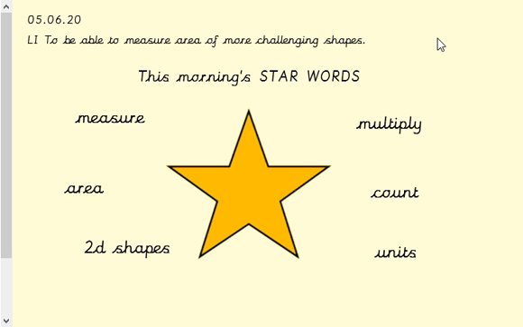Okay, so we are going to be having our final day on area this morning, as I mentioned earlier. And our learning intention this morning is to measure area of more challenging shapes. So they're a bit trickier this morning, and we'll talk about that in a moment. Our star words this morning, we've got measure, area, 2D shape, multiply, count, and units. I could have also had square units on there as well if we wanted to.